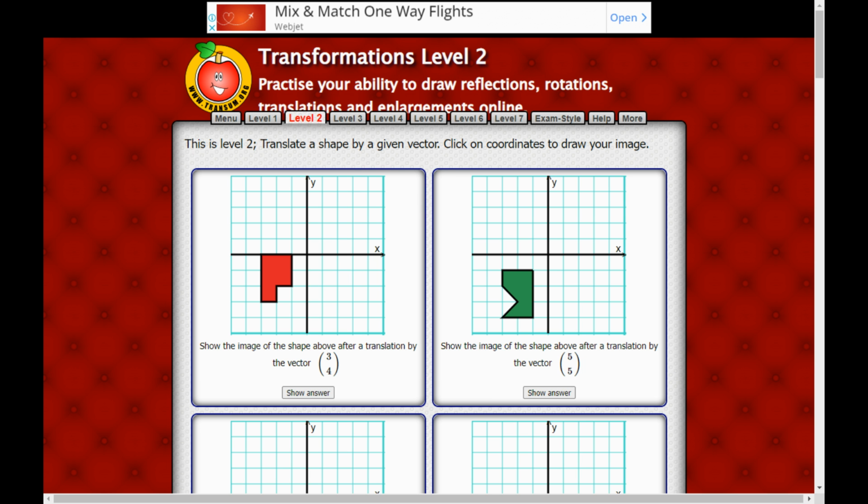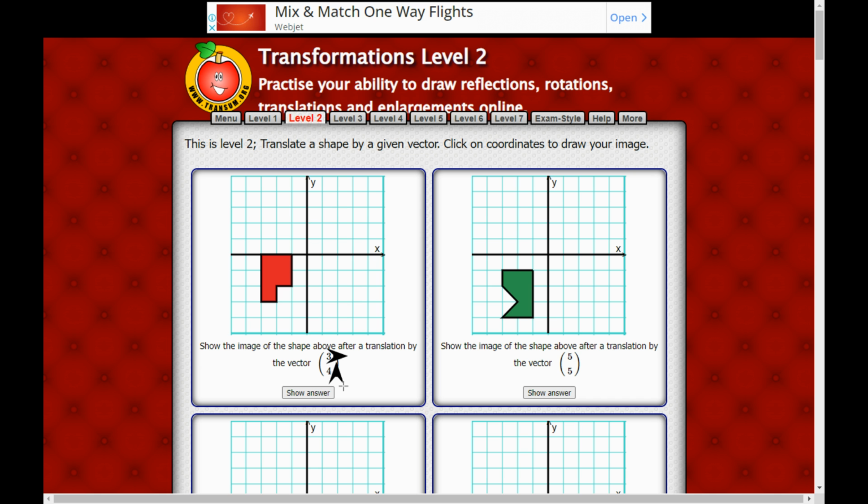Level 2 shows a vector at the bottom. Let me tell you what a vector means. Vector means that you go 3. Now the top number is either going left or it's going right. It goes left if it's negative, it's going right if it's positive. So this one will go right. This number will go up or it'll go down. It'll go up if it's positive, down if it's negative. Okay, so this one's going to go up.